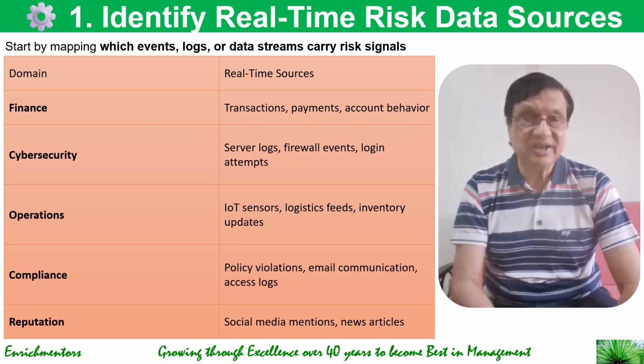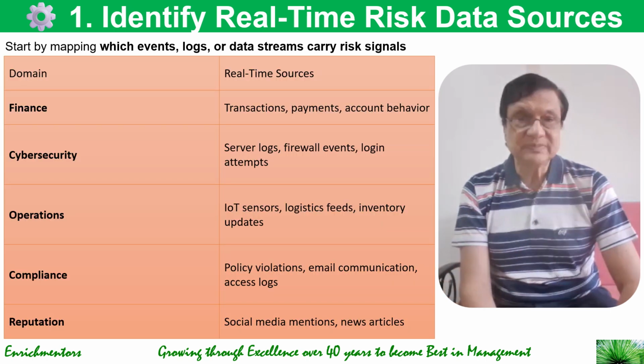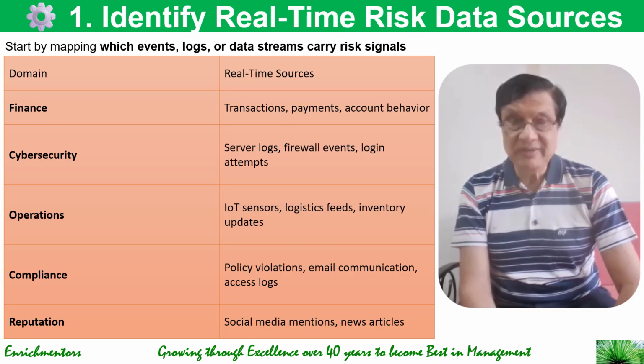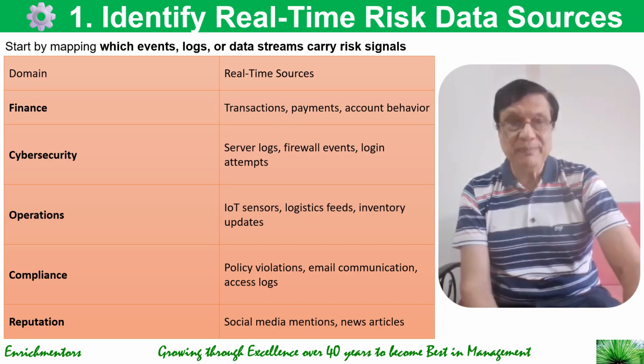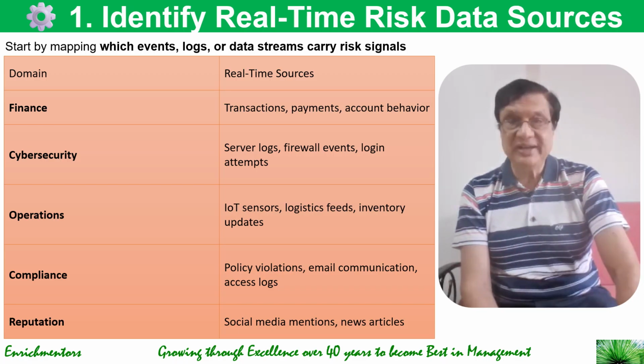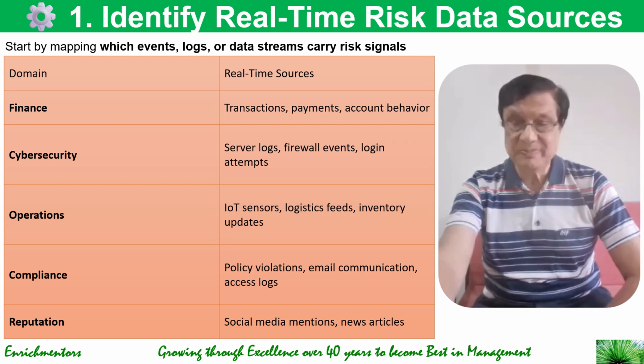And what are the various domains and real-time sources? In finance, these are transactions, payments, account behavior. In cybersecurity, you have firewall events, server logs, login attempts. In operations, you have IoT sensors, logistics feeds, inventory updates. In compliance, you have policy violations, email communication, access logs, and in reputational risk, it is social media mentions and news articles. So you start mapping which events, logs, and data streams carry risk signals out of these based on your domain.